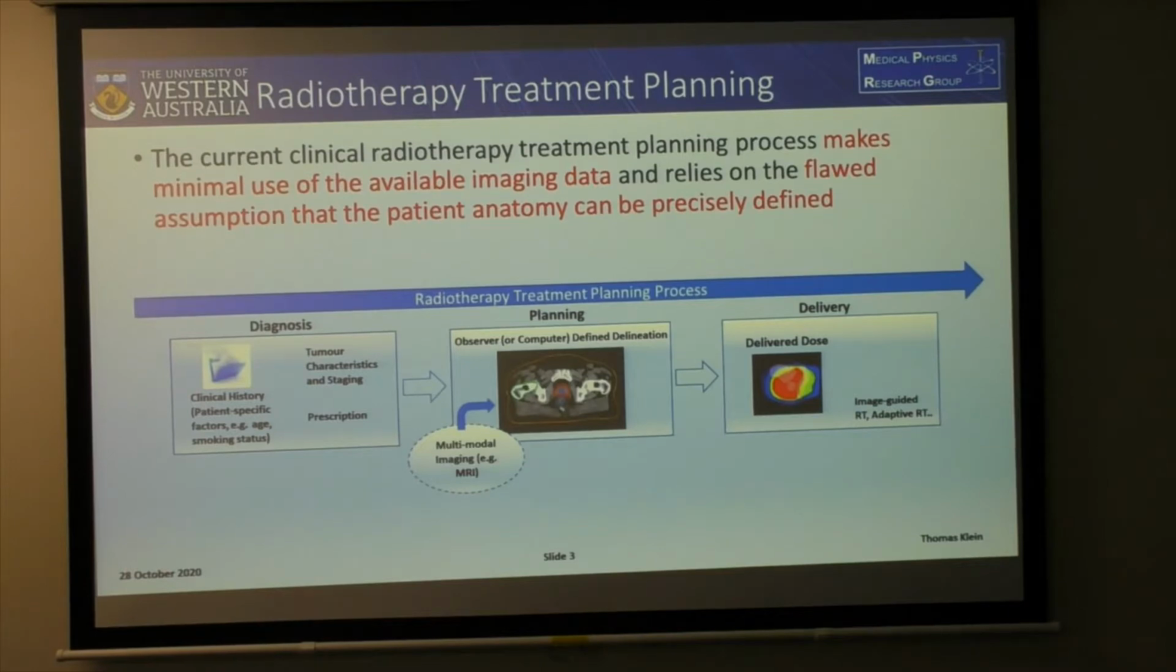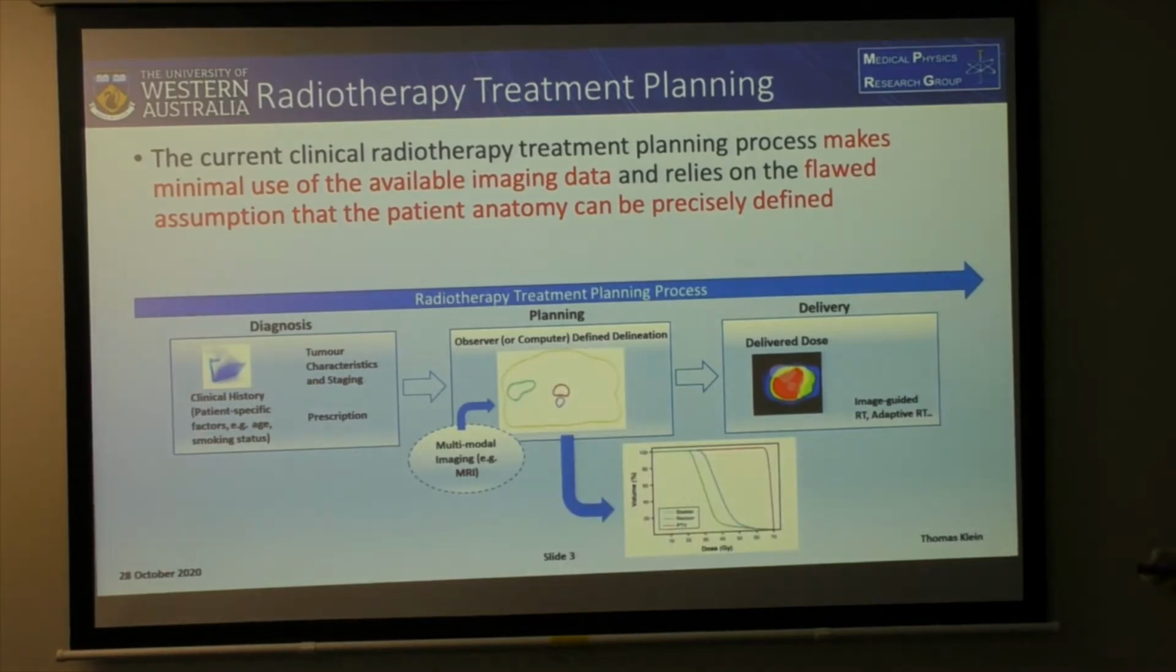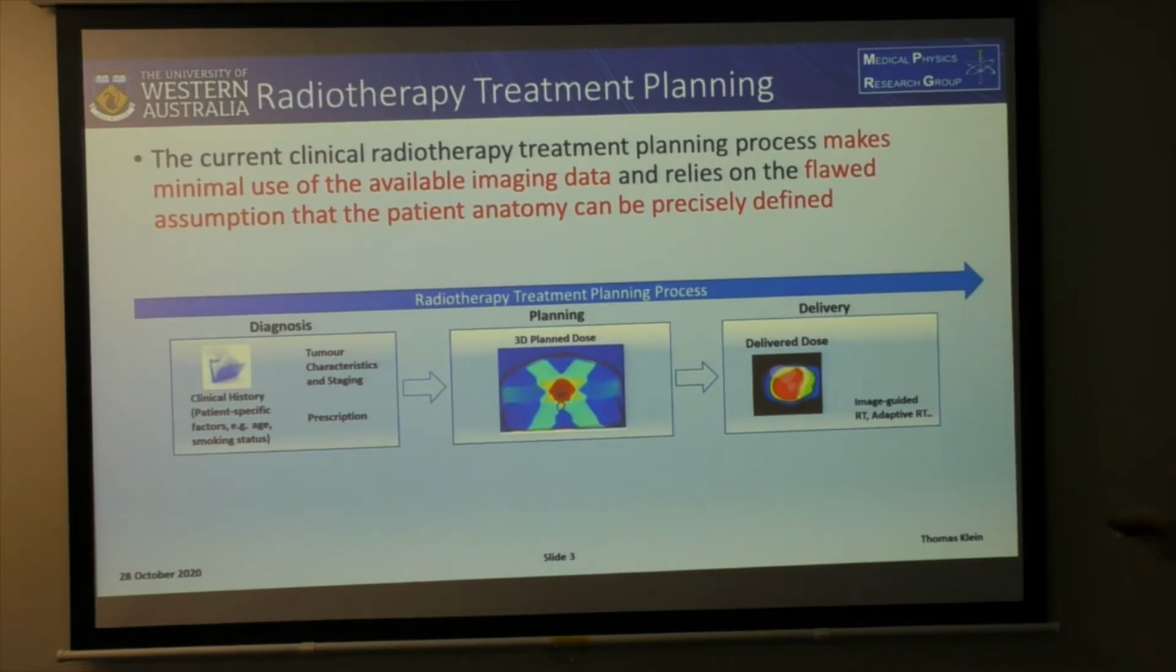So following the delineation of the organs, these are then reduced to a vector representation, and the 3D dose delivered to these organs is represented by a simple metric, which is the dose volume histogram, on which the radiotherapy treatment planning dose constraints are based. So through solving basically an optimization problem through repetitive iteration, we end up with the 3D plan dose distribution, which we then try to deliver as accurately as possible to the patient.